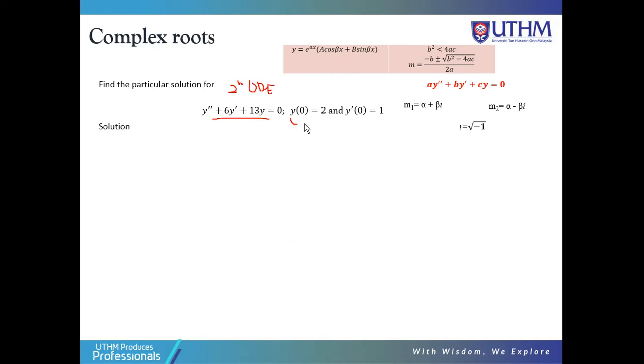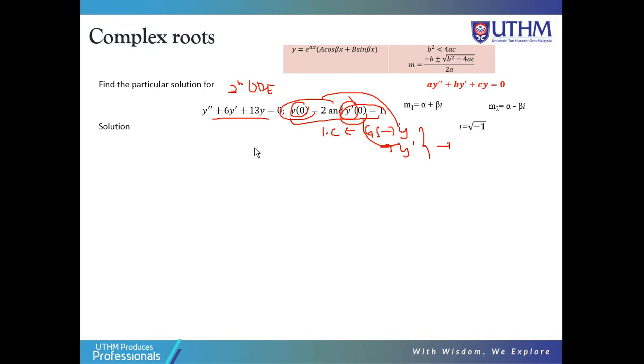So here is the initial condition that you need to use in the general solution. So they are the y and they are the y prime. The general equation is the y, and then you need to differentiate the general solution to find the y prime, and then you need to substitute this value into the y and this value into the y prime to find the arbitrary constants. Okay, now let's start again.